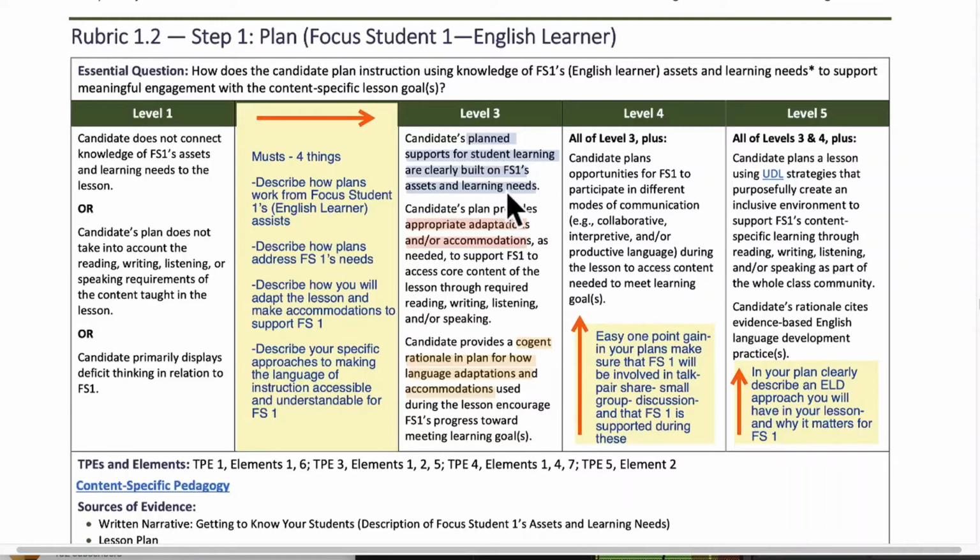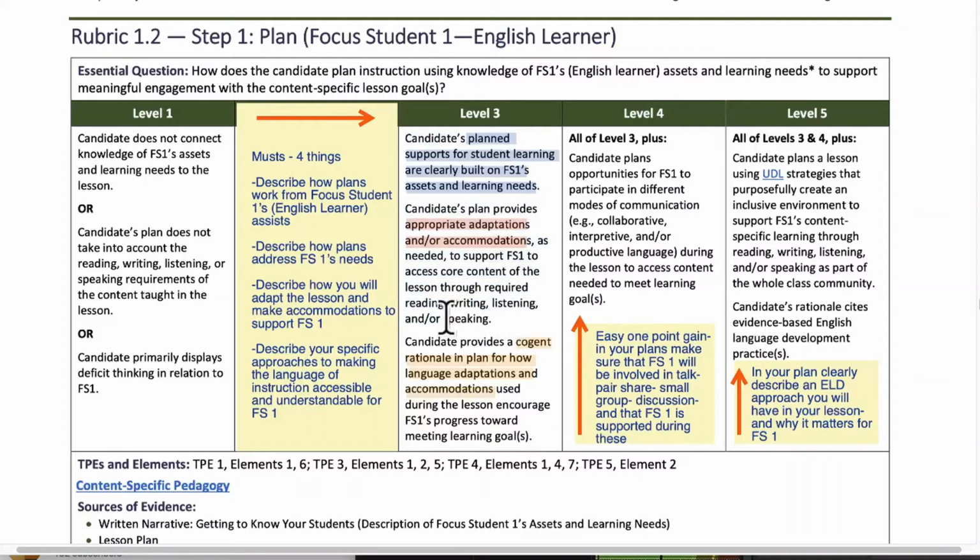When you see 2 terms like this, you have to address both of them. Okay? You can't just say assets and learning needs as if they're one conglomeration of something. You got to talk about assets and you have to talk about learning needs. Candidates' plan provides appropriate adaptations or accommodations as needed to support focus student 1 to access core content. So this is not just about them feeling good as a student, but how is it related to what's being taught? To support focus student 1's access to core content of the lesson through required reading, writing, listening, or speaking.